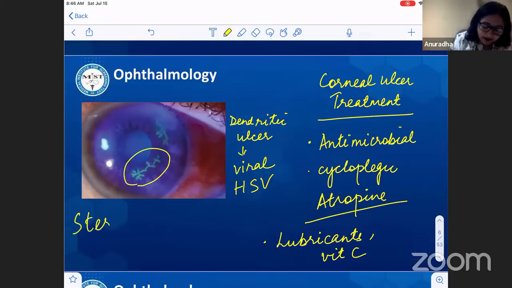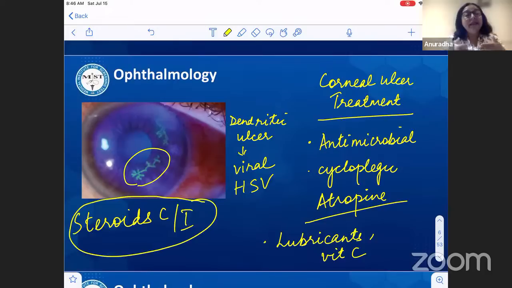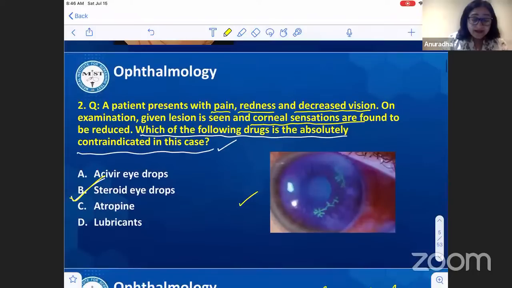But steroids are contraindicated because they can lead to worsening of the infection. In dendritic ulcer, if you give steroid, it can move on to development of geographic ulcer. No, dendritic ulcers are not painless. When we say that corneal sensations are reduced, that does not mean that it is painless. The pain in the corneal ulcer is because of the ciliary muscle spasm. Fine, beta? So the absolute contraindication among these drugs will be steroid eye drops.